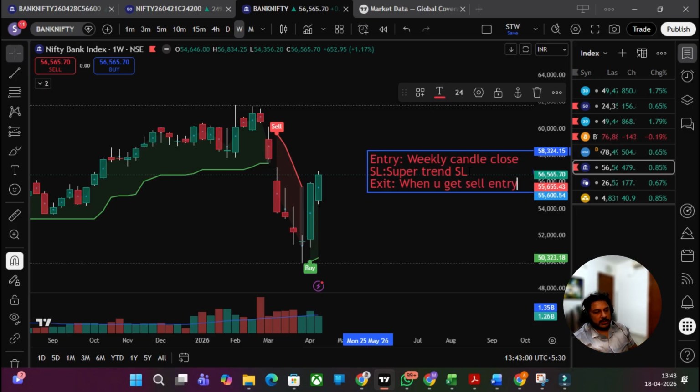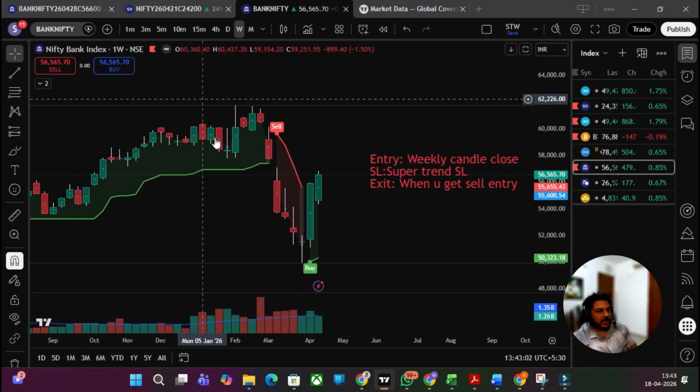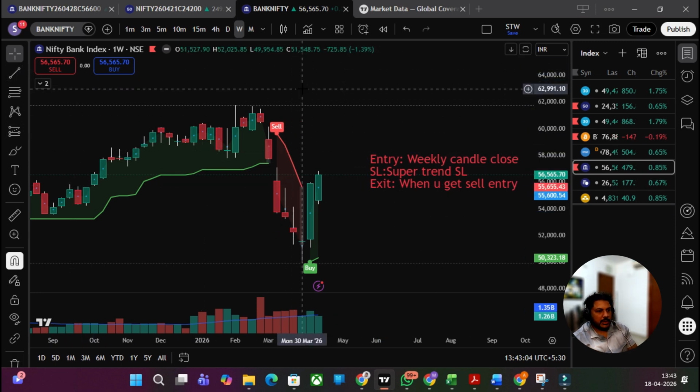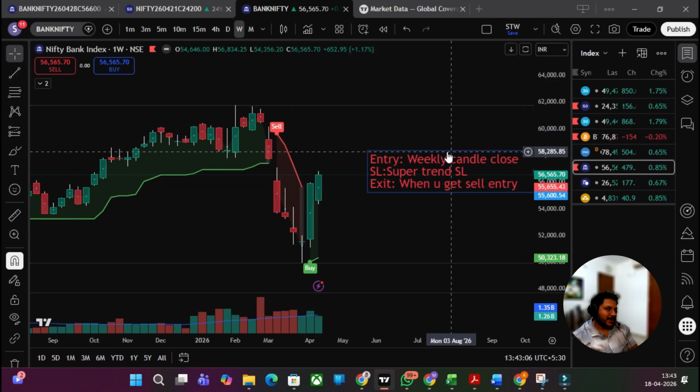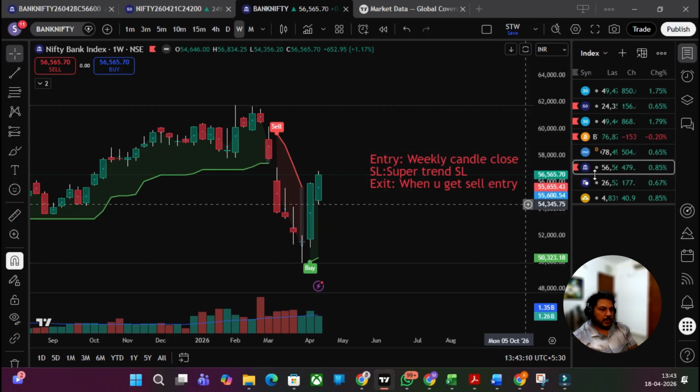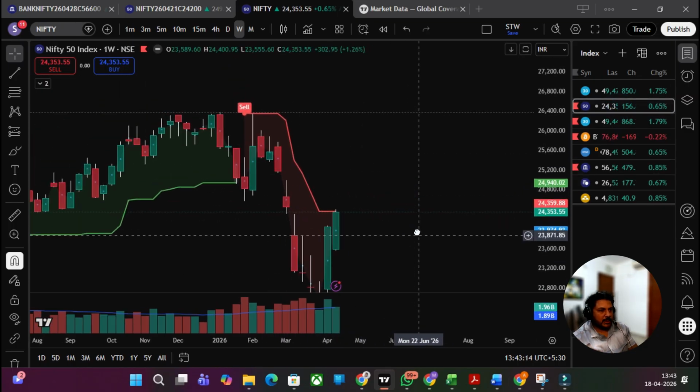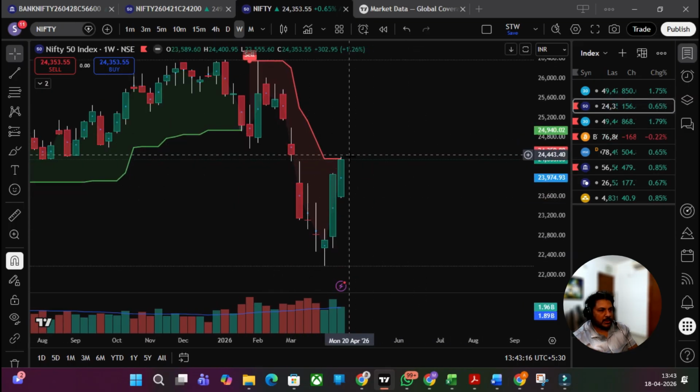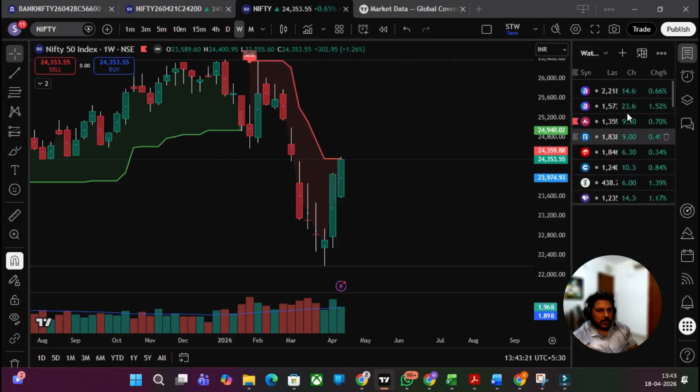Simple three rule strategy. No rocket science. The settings I have shown you: Supertrend 14 and 2.5. Now let's go and apply on the charts. Okay, let's see, is Nifty giving us an entry? Nifty is not giving us an entry. Okay, and I have a couple of stocks.